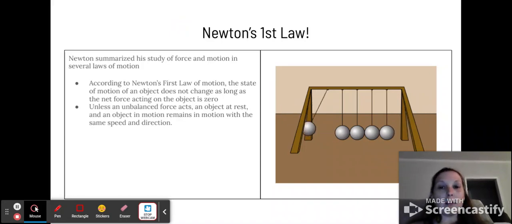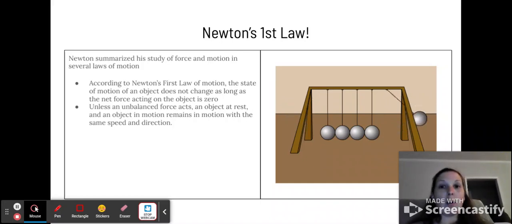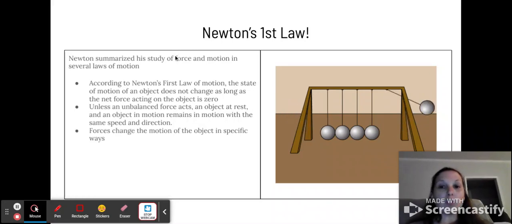So unless an unbalanced force acts on that object, then it should remain in whatever state it was in originally. So an object at rest stays at rest, and an object in motion remains in motion with the same speed and direction. So that's probably how you've heard it, is an object in motion will stay in motion. Forces will change the motion of the object in specific ways.